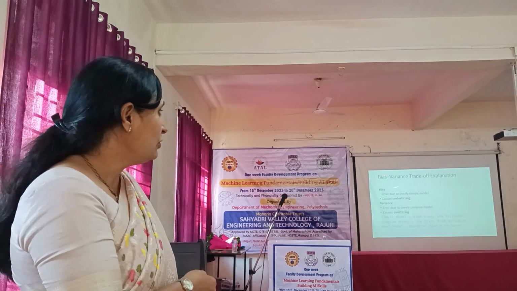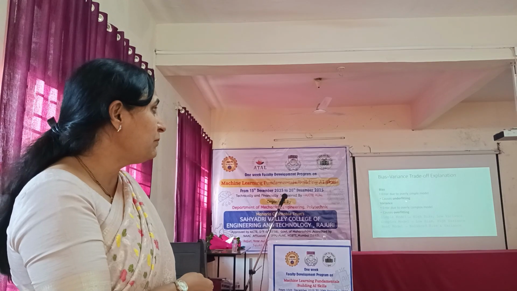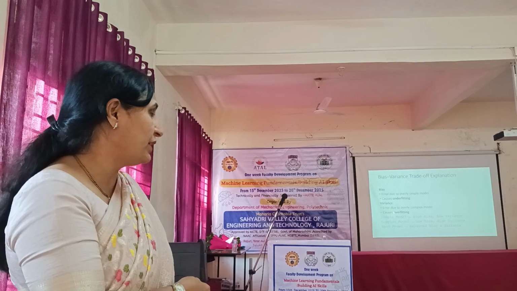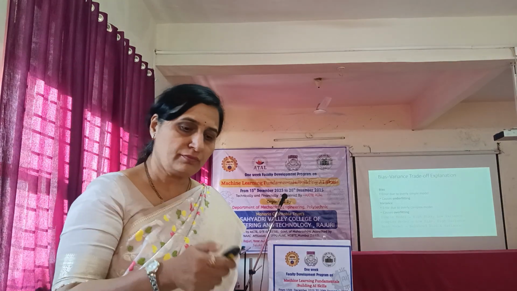Okay, so error due to an overly simple model is called bias, and variance means error due to an overly complex model, which is called overfitting. Underfitting and overfitting are related to bias.